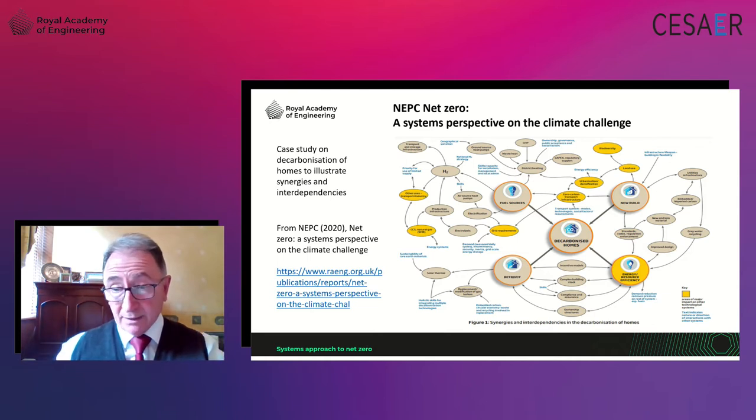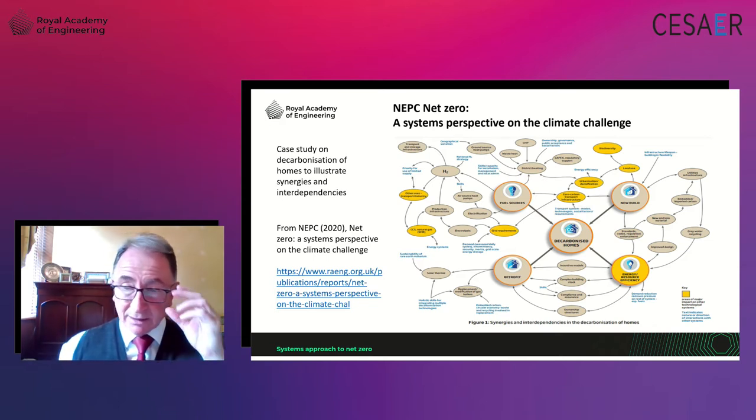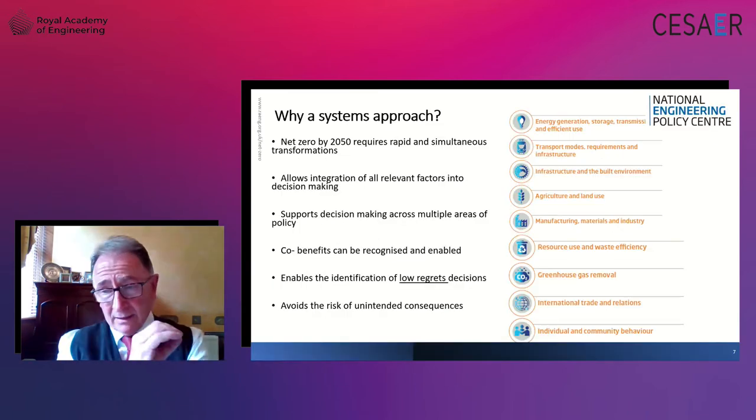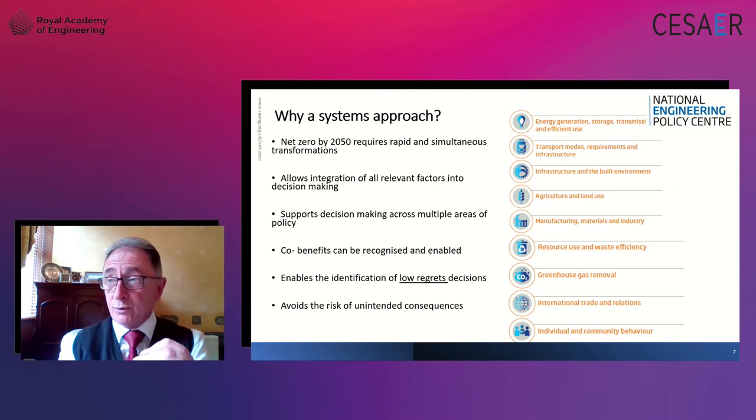And of course, the built environment in the UK alone, we have around 25 million homes that we're going to have to take on that journey of decarbonisation, which is going to require citizen engagement, behavioural change, as well as advanced technology and systems integration to make this work. Next slide, please. So in headline, what is a systems approach? By 2050, we'll need rapid and simultaneous transformations. We've touched on that.